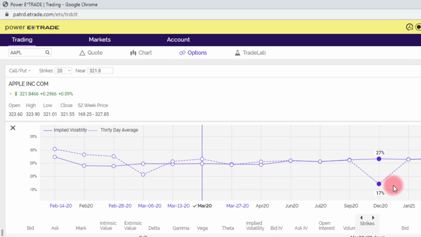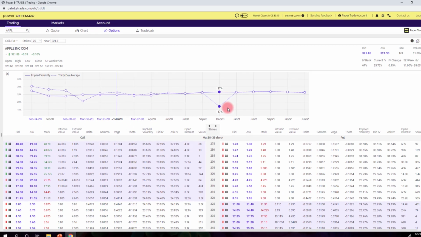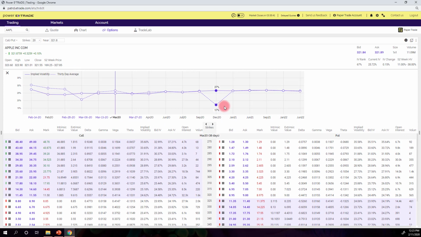So if you're new to options, make sure before you buy the option, no matter how cheap the option might seem in terms of dollars, check that implied volatility to the historic volatility, and then check the implied volatility to the implied volatility, and you'll be on your way to making better decisions.